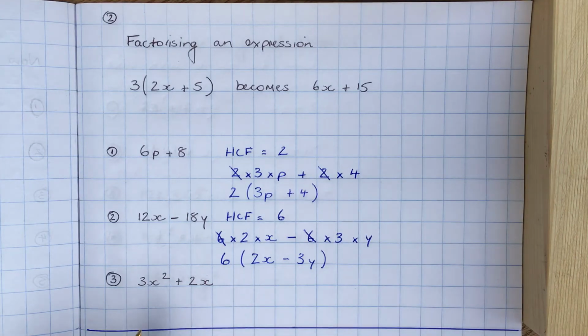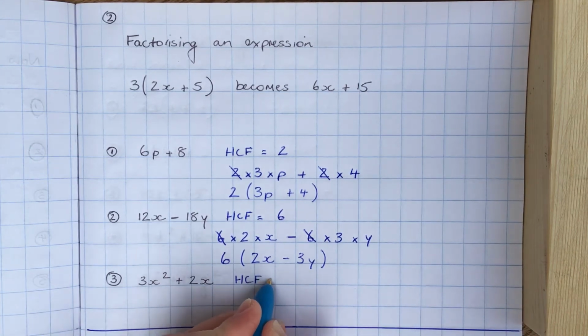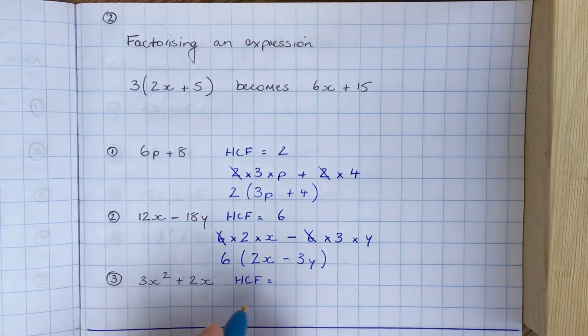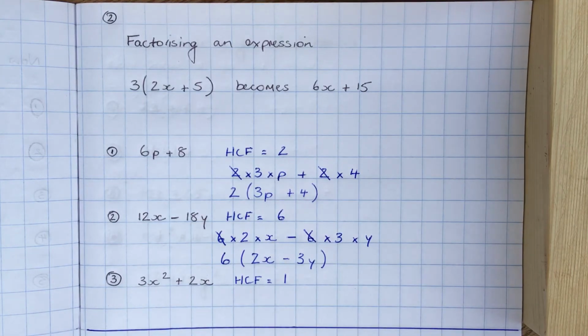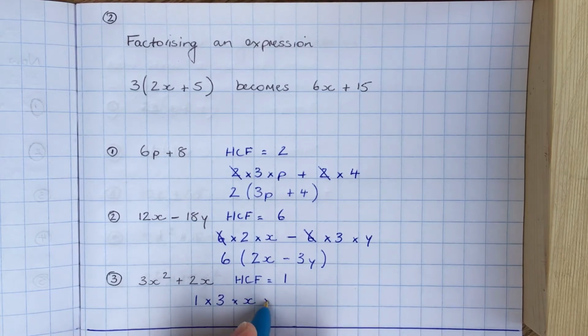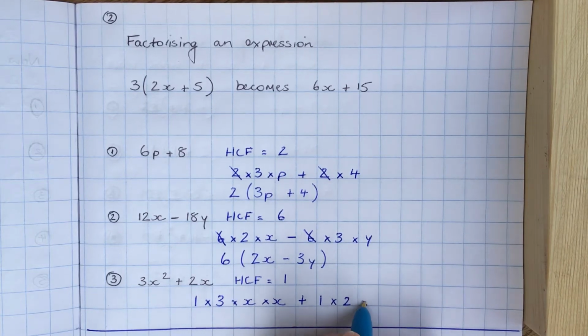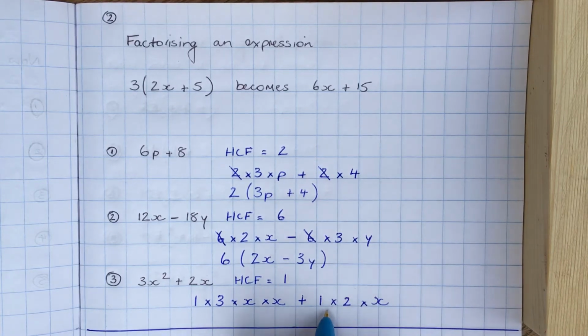Now, the last one, you'll see we've got x squared here and x here. There's no difference. You count exactly the same as we did before. So, highest common factor of 3 and 2 is 1. We write it out in full, starting with the highest common factor every time. So, 1 times 3 times x times x. There is your 3x squared, plus from the middle, 1 times 2 times x. There's your 2x.